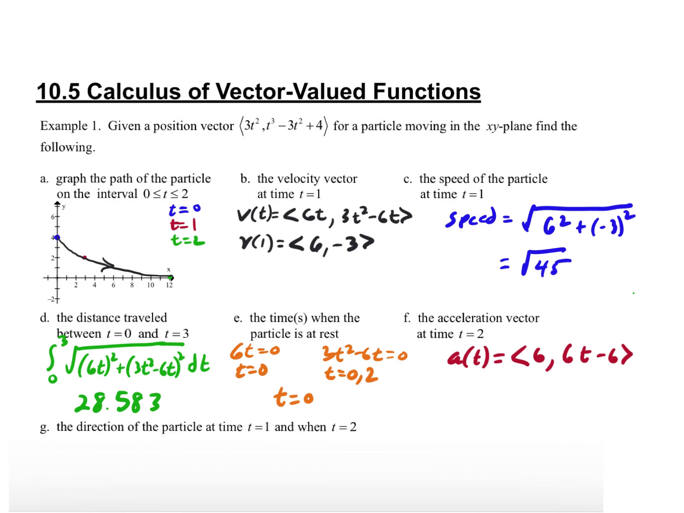Acceleration vector. Okay, so now we're taking the derivative of the derivative, and then evaluating at time 2. And so that's just 6, 6. And then the last one, the direction. Direction, remember when we talk about vectors, we're talking about an angle.